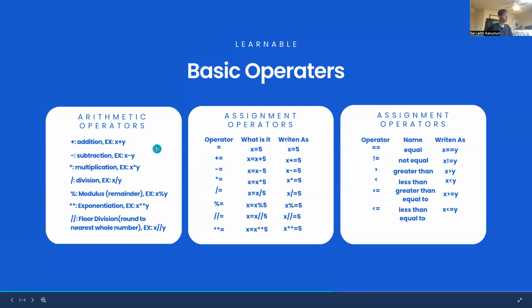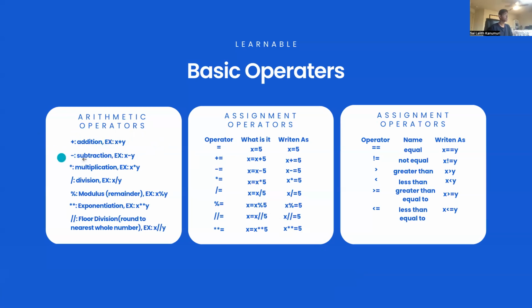So we have the addition operation, which is the plus, subtraction minus, multiplication star, division with a slash, modulus with the percentage sign, which is basically the remainder, right? So if you do 3 modulus 2, it will return the remainder, which is 1, because 2 cannot go into 3 perfectly. And the double star is exponentiation, and the floor division, which will round to the nearest whole number.